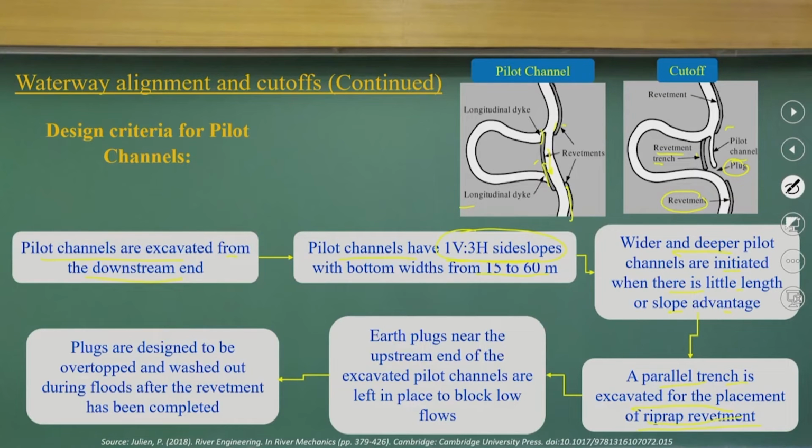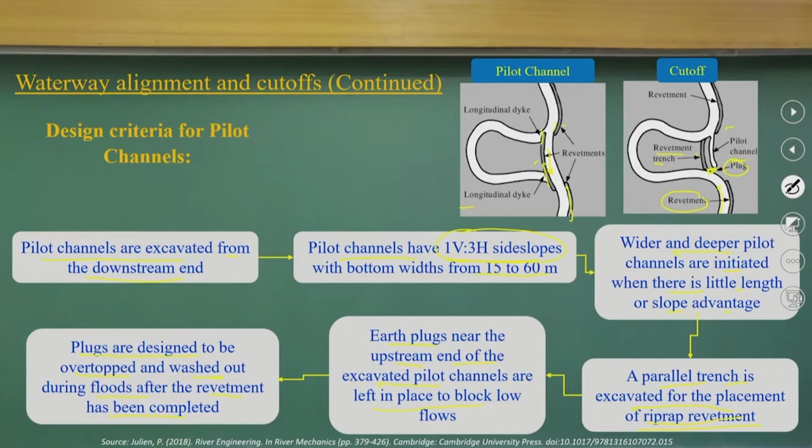We have an earth plug near the upstream end, okay. So near the upstream, in the direction of flow, you have the earth plug. The ends of these excavated pilot channels are left in place to block the flow. As soon as the flood comes, the blocks are designed to wash out, and by then the revetment has been completed.